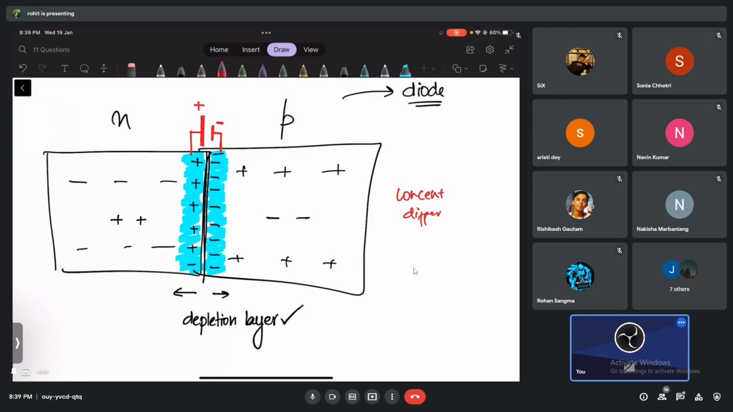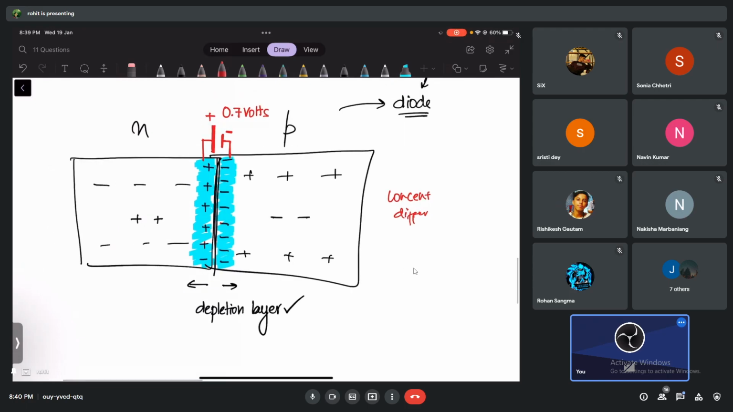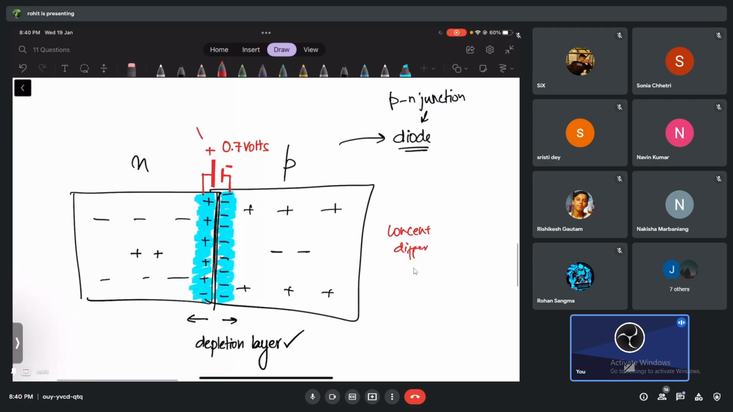of charges. And this has a certain value also, right? In our case, I told you how much is the value? 0.7 volts. It's like a wall, like a battery, and this battery has 0.7 volts. And this is what I told you is known as the potential barrier. Now, why did I call it the potential barrier?